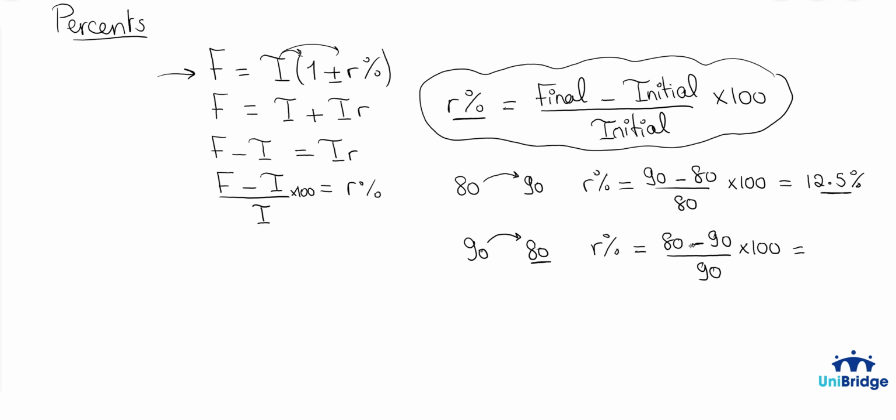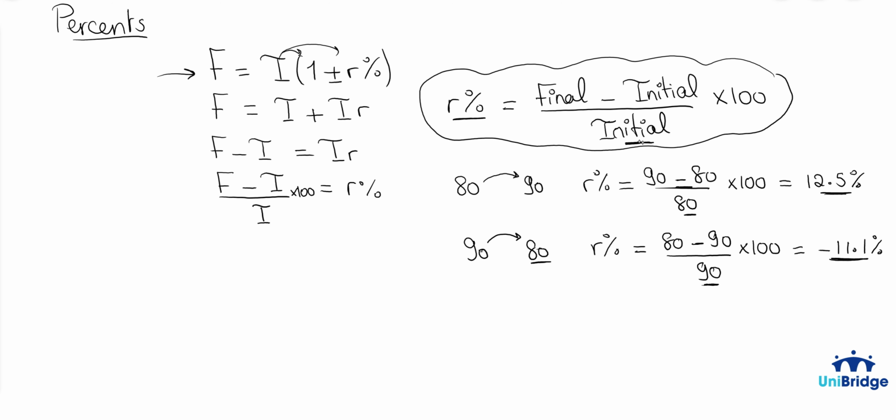This is going to give you, since 80 minus 90 is negative 10, a negative 11.1% or an 11.1% decrease. We term it like that, 11.1% decrease. So you can see that the percents are actually different, since 10 kilograms of a current weight of 90 represents just 11.1%, while 10 kilograms out of an initial of 80 is 12.5.